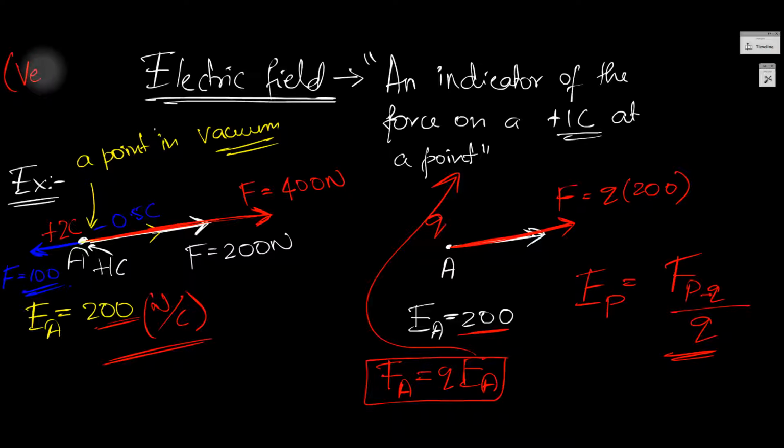It's a vector quantity, by the way, because it's an indicator of force, and force itself is a vector quantity. Ta-da, there you have it. That's an electric field. Let's discuss more about this in the next video, so stay tuned.